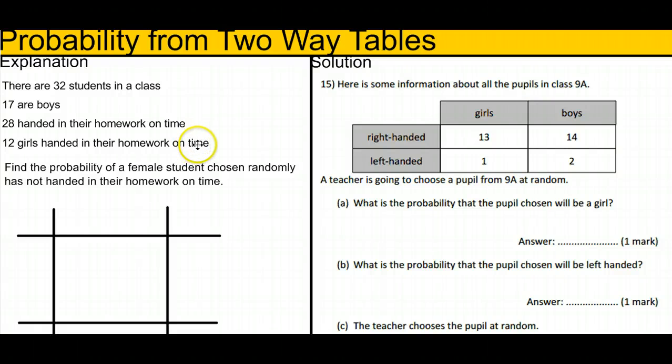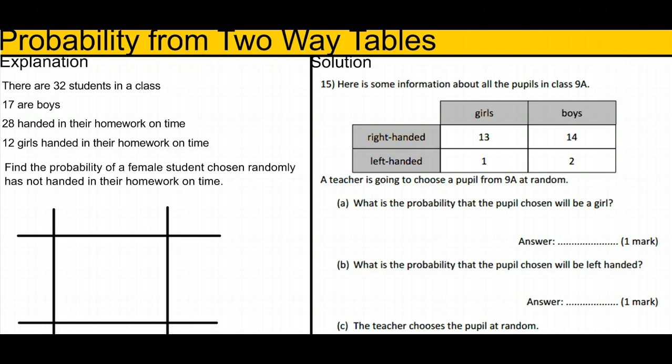We're looking at probability specifically from two-way tables, and I've got a question on the right hand side and I'm going to do an explanation on the left hand side. The question on the right hand side is one that my students did in an end of year assessment, that's why I'm doing this video, but I thought I'd do a more general explanation just in case people needed to know a bit more.